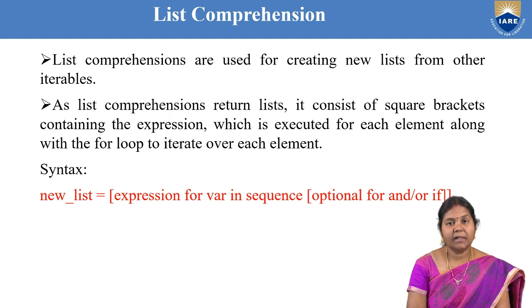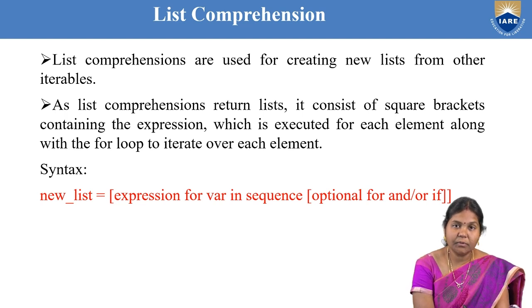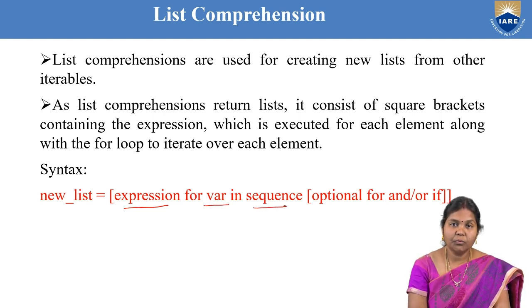List comprehension mechanisms are used to create new lists by using some iterables. Now, how to do that? First of all, there is a syntax. How to create a new list? New list is equal to, you have to provide one expression for variable in sequence. And inside this sequence, if you want to write multiple conditions or for loops, you can write them. This is optional. But the minimum syntax is you have to provide one expression for every variable in that iterable or sequence. So let us see how to apply the list comprehension mechanism for different examples.